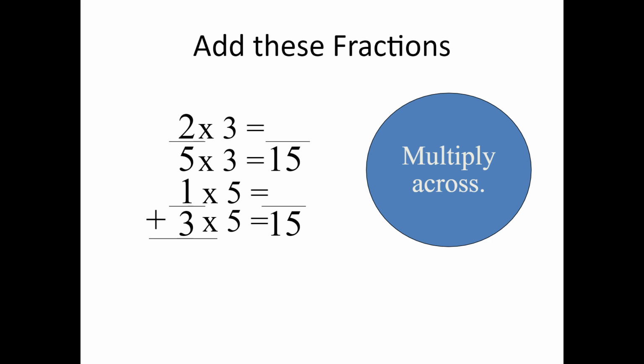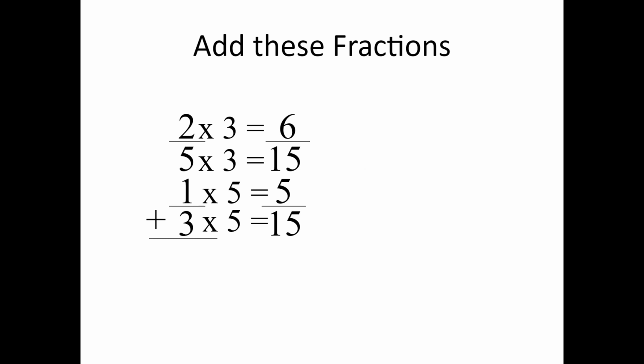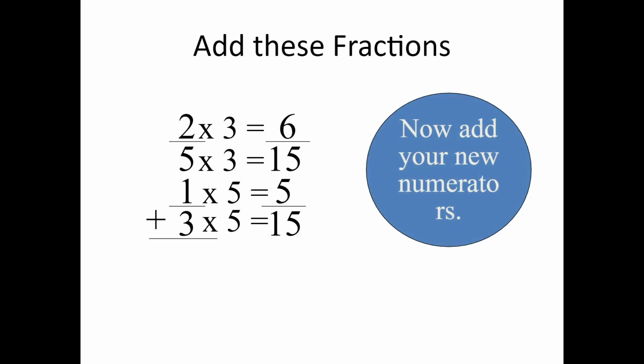Multiply across. 2 times 3 equals 6. 1 times 5 equals 5. Now I simply add the new numerators. 6 plus 5 equals 11, and then of course the denominator stays the same, 11/15.